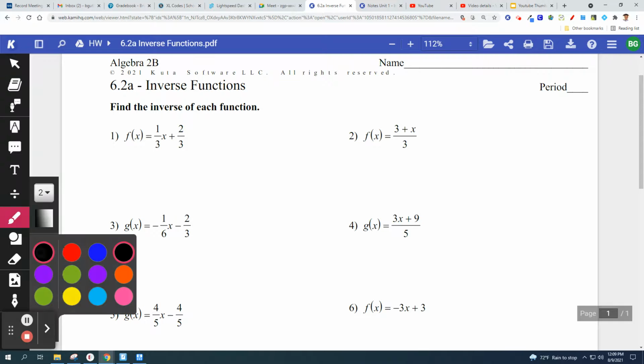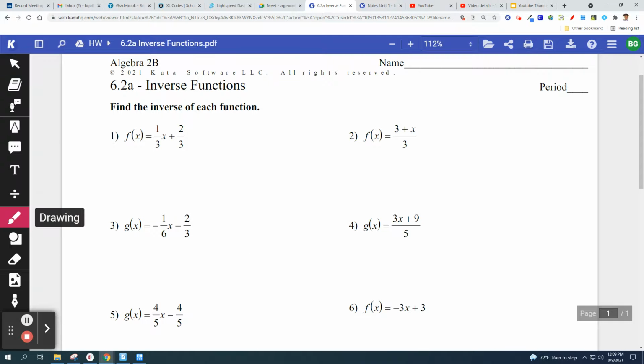Let's look at number 1. Step 1 just says change this to y. So let's just mark on top of that. Step 2 says switch x and y. So all I'm going to do is interchange x and y. So I have x equals 1/3 y plus 2/3.